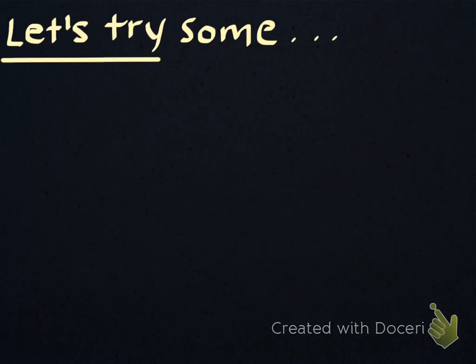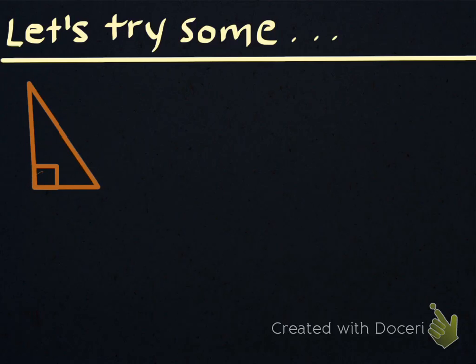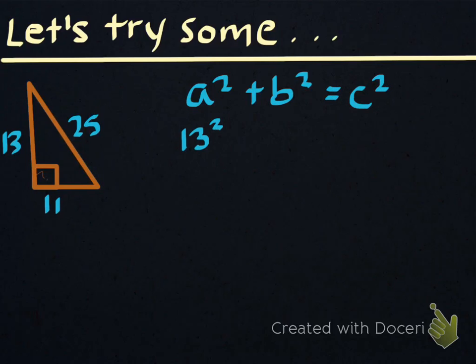So now, let's do some problems together. A and B can be interchanged because they are both the legs. So, let's use the numbers 13, 11, and 25, and we are going to prove whether the triangle is a right triangle or not. So we plug the numbers into the formula, where 13 is A, 11 is B, and 25 is C. So now pause the video, solve and get the answer, and then replay the video to make sure if you got the right answer or not.